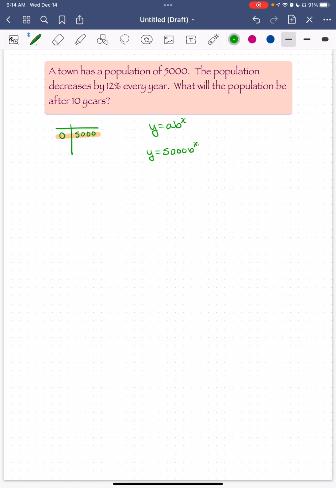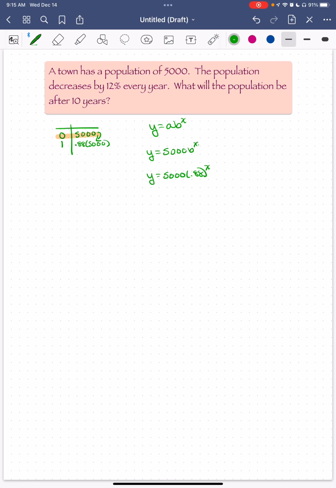Now, b is essentially what I'm going to multiply by to go from 1 year to the next. So if I want to know what my population is after 1 year, I have to decrease 5,000 by 12%. What that means is, if I'm going to lose 12%, I'm going to have left, let's see, that's 88%. So this is going to be whatever 88% of 5,000 is. What that tells me is that my b is 0.88. So my equation is y equals 5,000, 0.88 to the x.